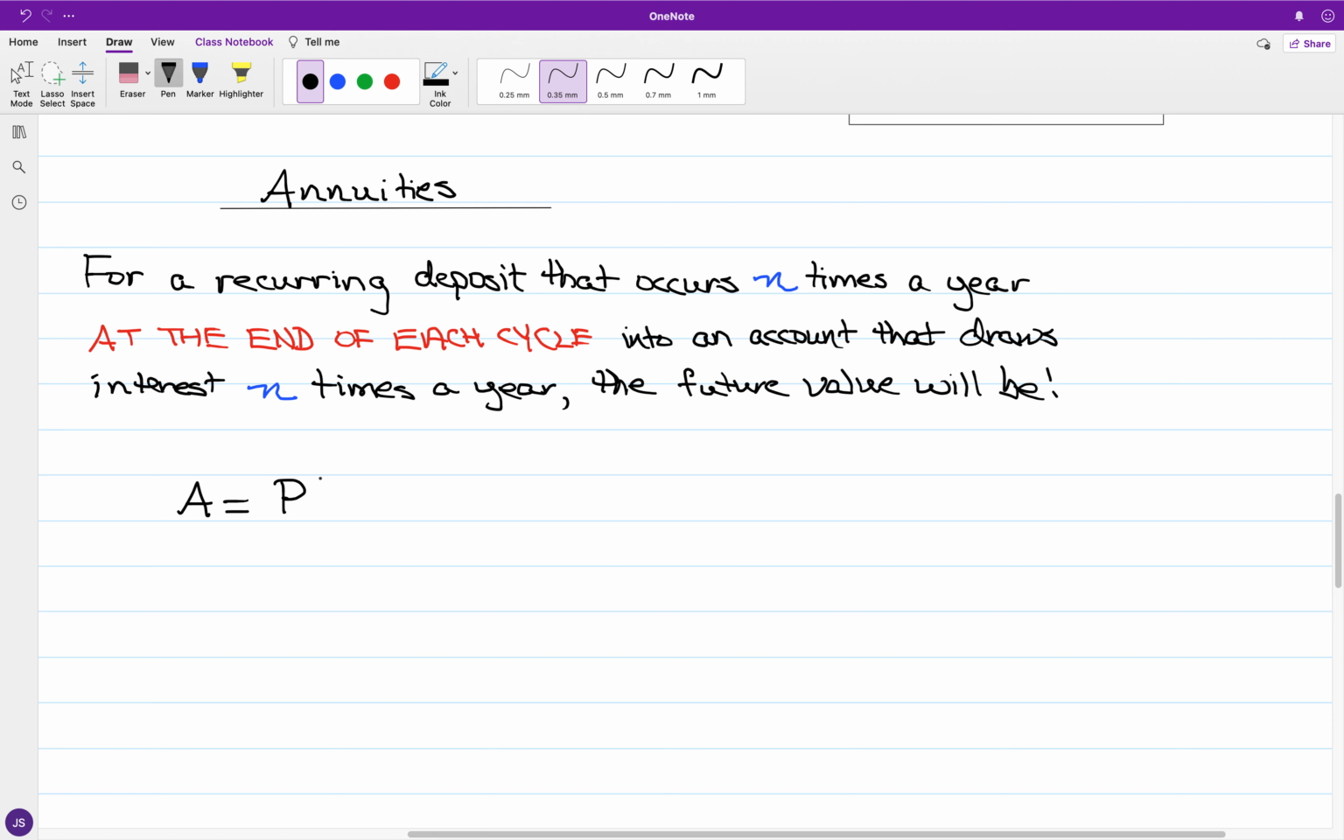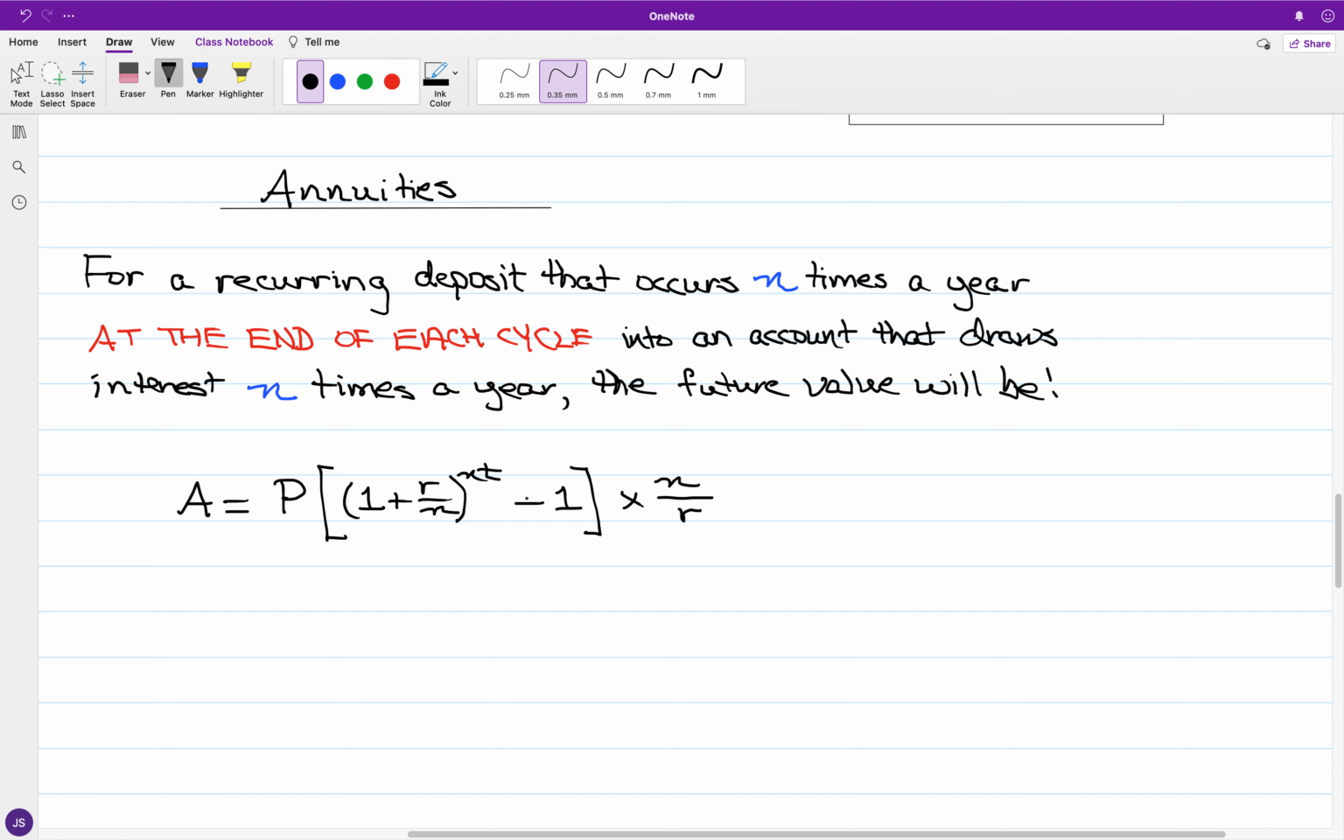With this formula, you have A is equal to P times the quantity 1 plus R over N, to the N times T, minus 1, and then times N over R. Okay, so this is going to be your annuity formula.